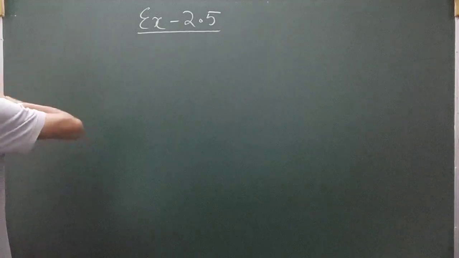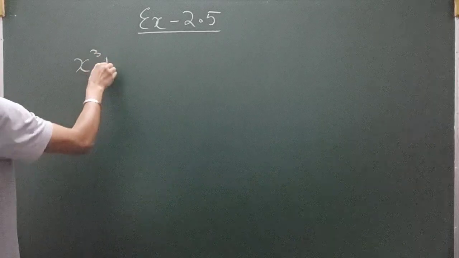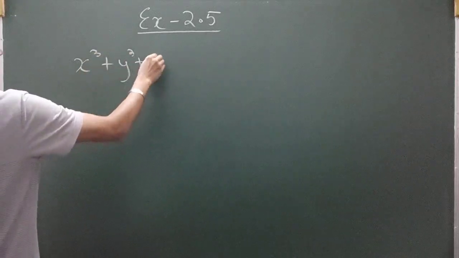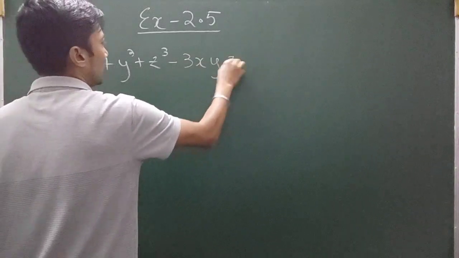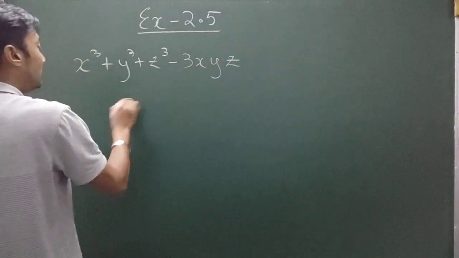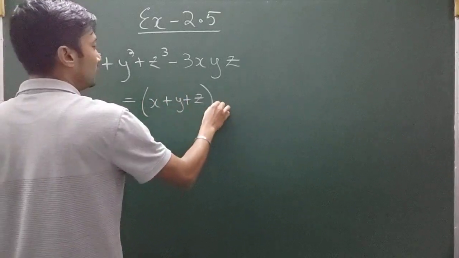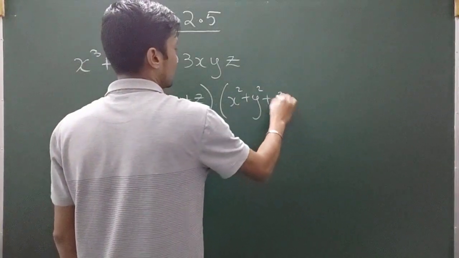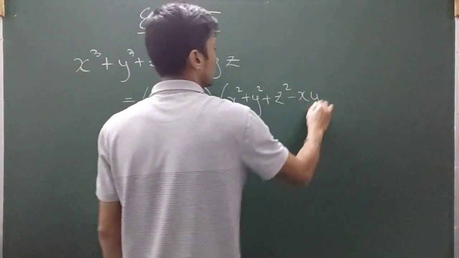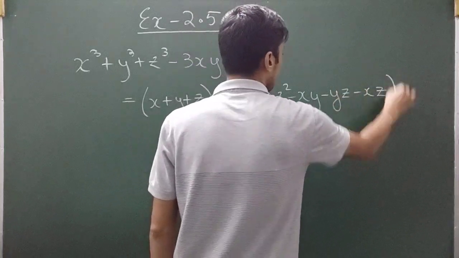The identity comes as follows: x cube plus y cube plus z cube minus 3 into x into y into z is equal to x plus y plus z into x square plus y square plus z square minus x into y minus y into z minus x into z.